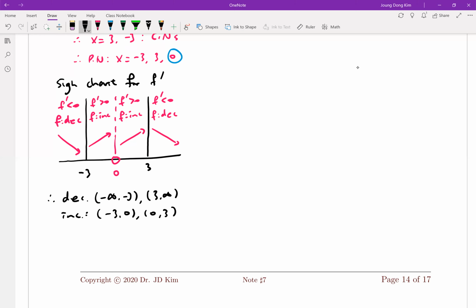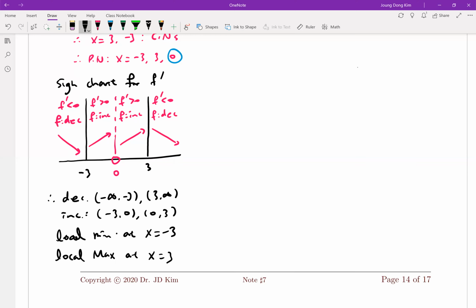Okay, and so we can answer the local maximum and local minimum, right? So we have a local minimum at x equal to negative 3, and we have a local maximum at x equal to 3.